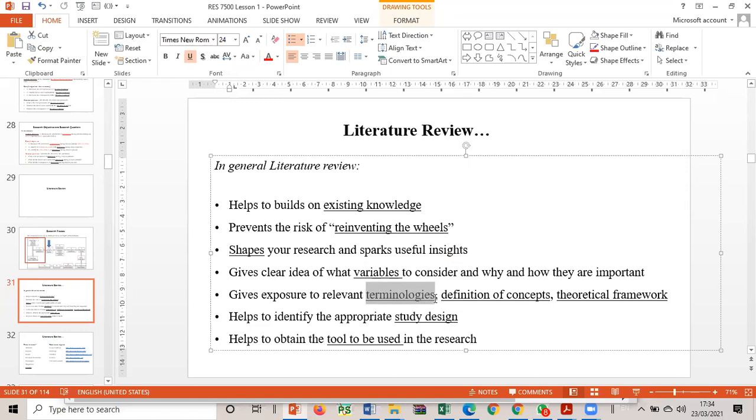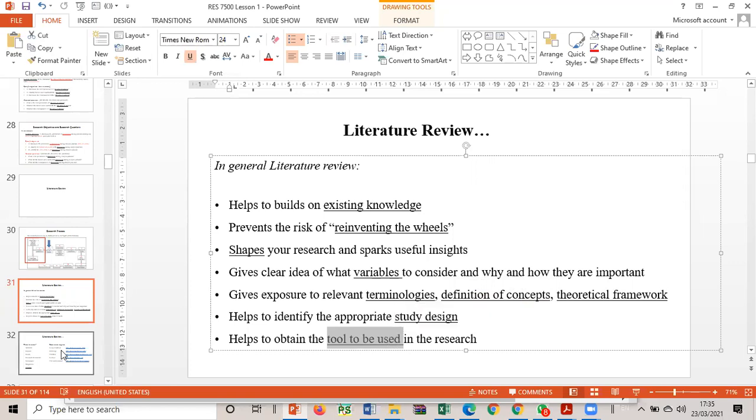So I don't know what the employee resilience is. So you define it. Right? Just now I say fintech, I don't know what fintech is. Should define it. Theoretical framework. Helps to identify a study design, whether quantitative or qualitative. Tools we used. Here that generally we refer to the questionnaire. What questionnaire to use. Right?